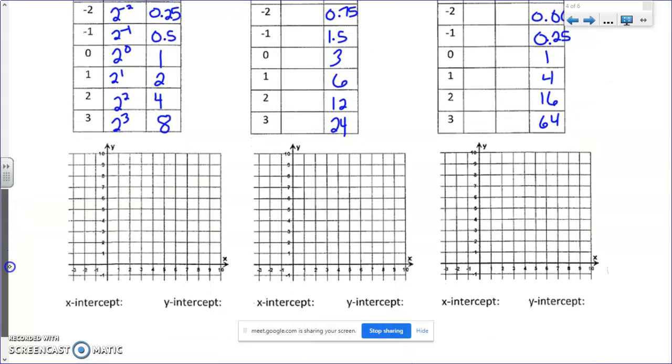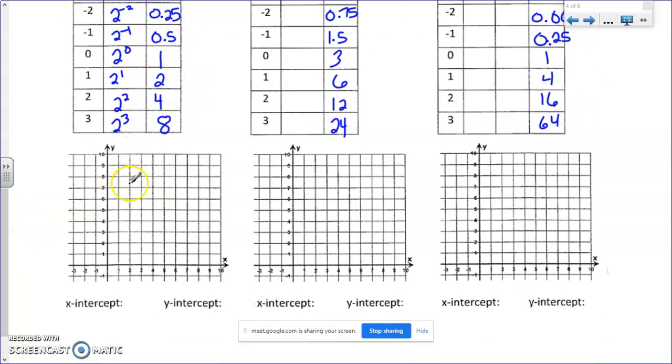All right, now if we go down here, we're going to graph negative 2, 0.0625. Caitlin, are you back with me? Can you see my screen now? Okay, awesome. So we're just going to plot those points. My pointer plotter don't want to work too well for some reason. And then 2, 4. And then 3, 8. Don't connect them yet. We're just plotting them.